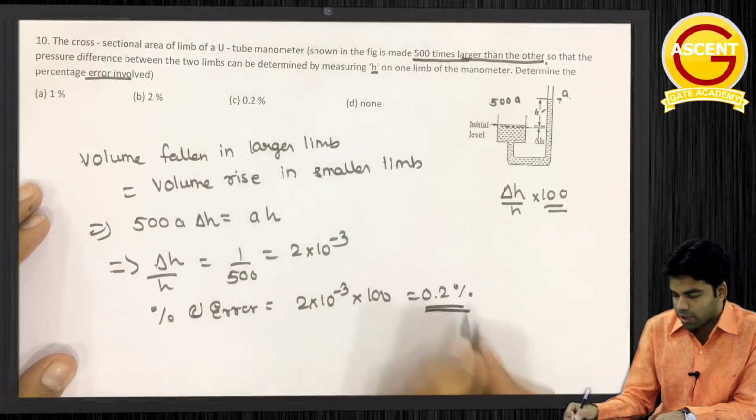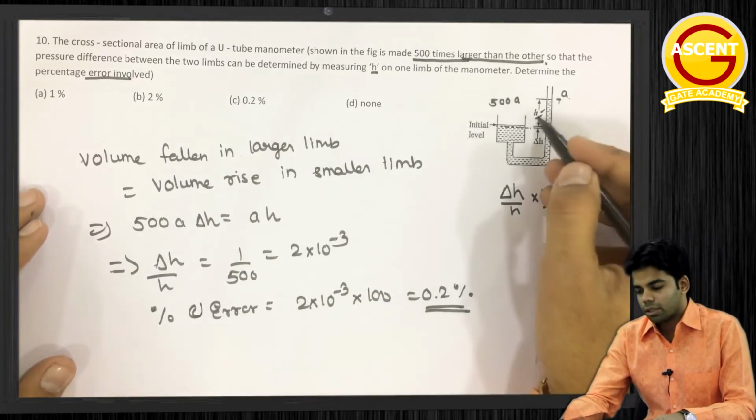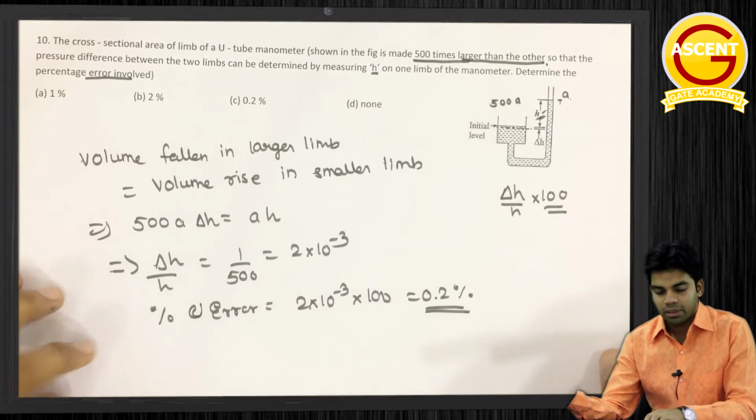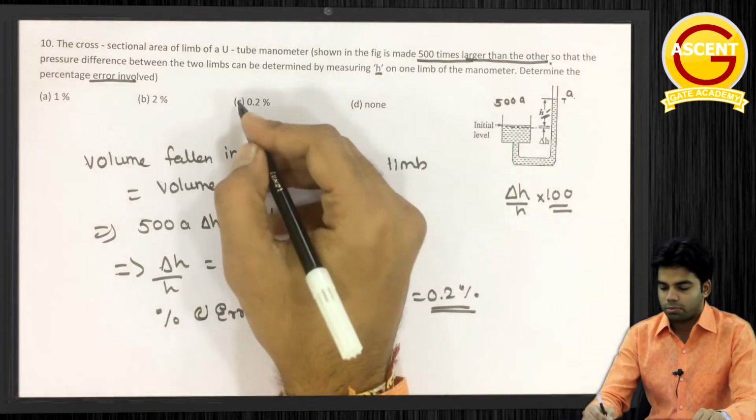So this much percent error will be there if I am measuring the pressure just by measuring height h and not considering del h. Getting this or not? Okay, so the answer should be C.